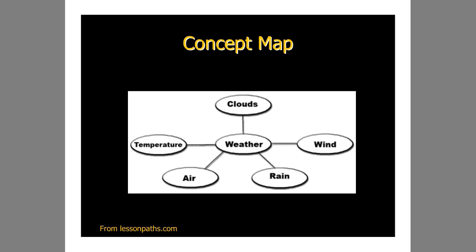So when we think about weather, we tend to think about, well, what's the temperature like? What's it like in the air? Is there wind? And so on. I mean, this one is, like I said, extremely basic. They can get a lot more sophisticated, but this is just a general way of mapping out what a word means and other terms that are related to the word.